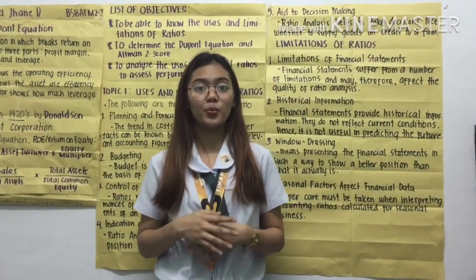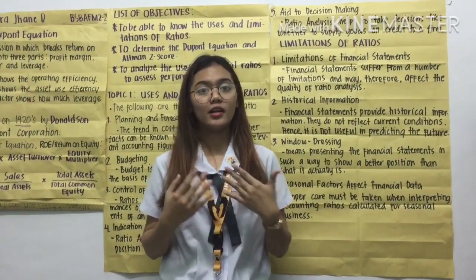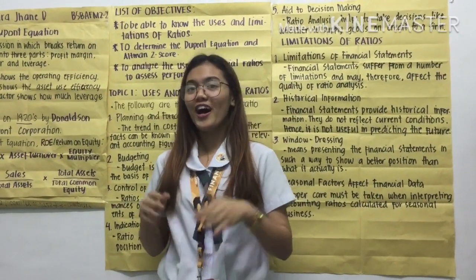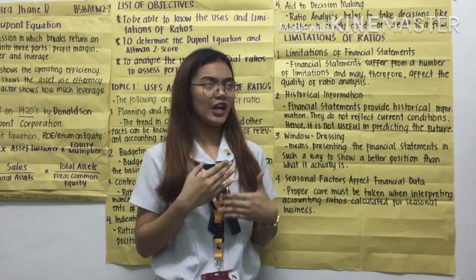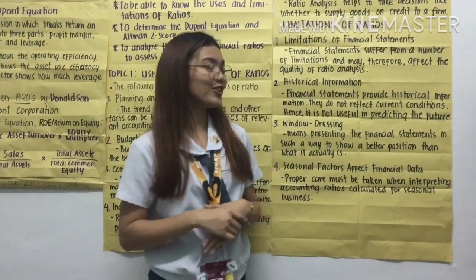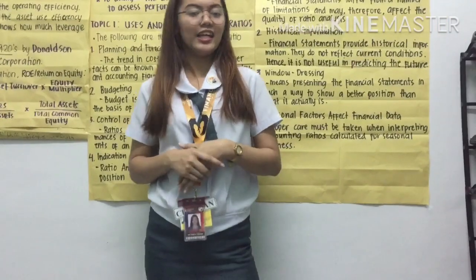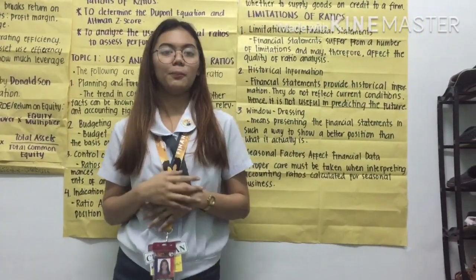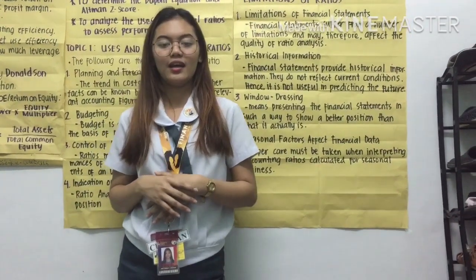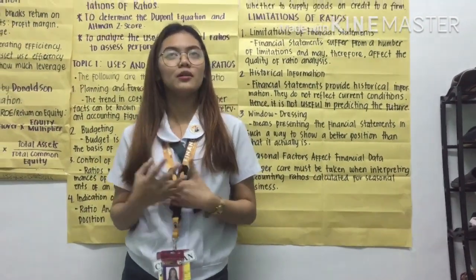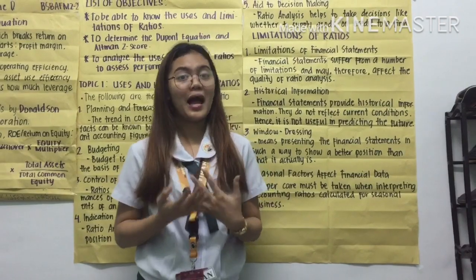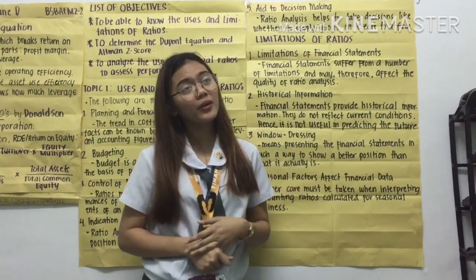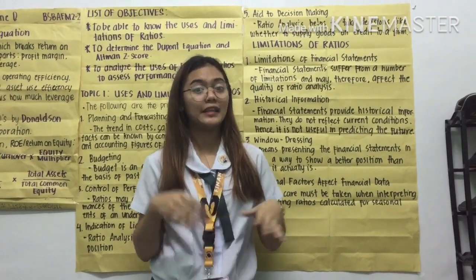Window dressing means showing the financial statements in such a way as to present a better position than what actually it is. These techniques are employed by firms to make their financial statements better than they really are. Next is seasonal factors in financial data. Here, proper care must be taken when interpreting accounting ratios calculated for seasonal business. Examples of seasonal business are when Valentine's Day happens, so the demand for flowers, chocolates, and other sweet materials is high.